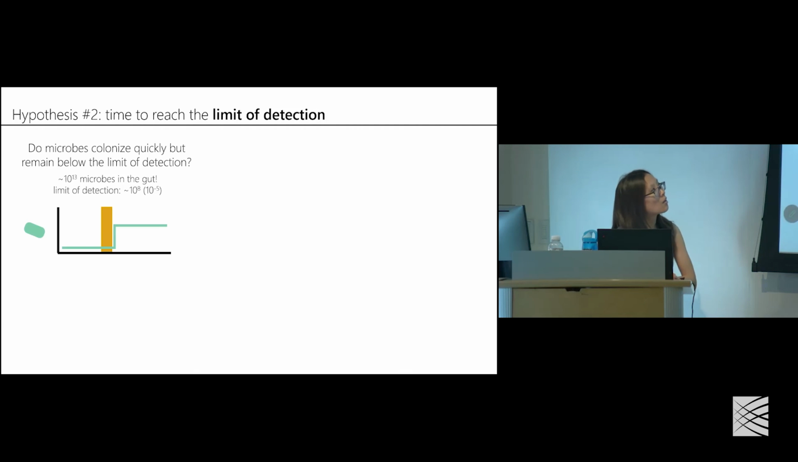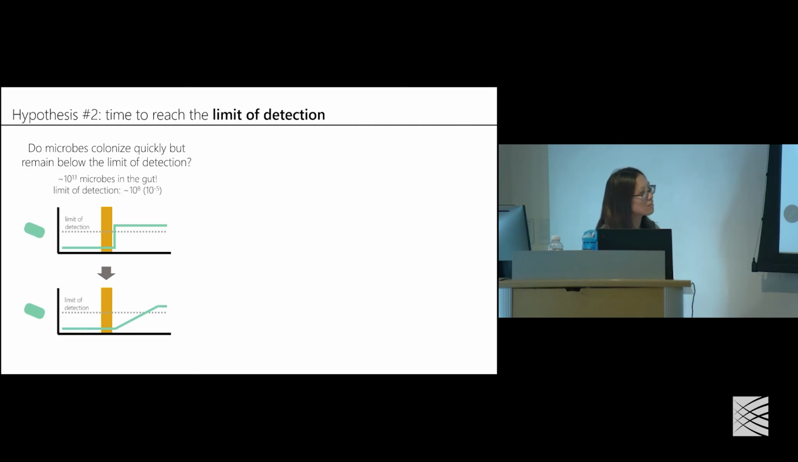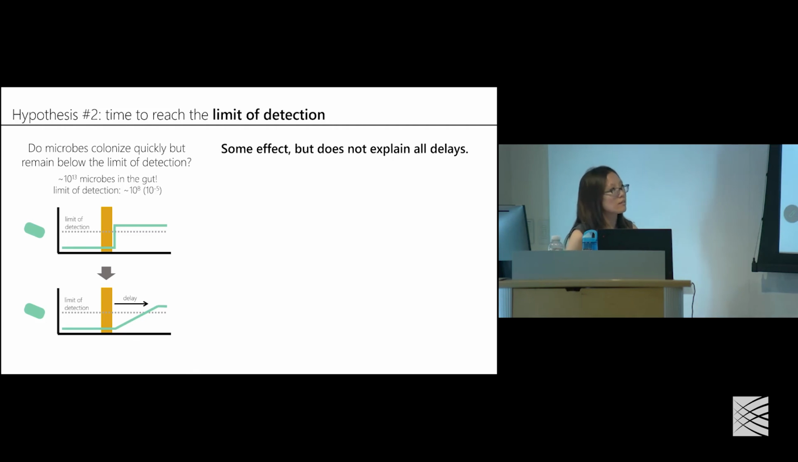So instead of this cartoon representation of colonization that I've been showing you, if we make realistic assumptions about limit of detection and the fact that microbes don't have infinite growth rates, then we might have colonization trajectories that look more like this, where microbes are growing for a long time under the limit of detection, and we see these apparent delays in colonization just because of that slow rate of growth. We think this definitely has some effect in our data, but we argue that it doesn't explain all of the delays that we're observing.